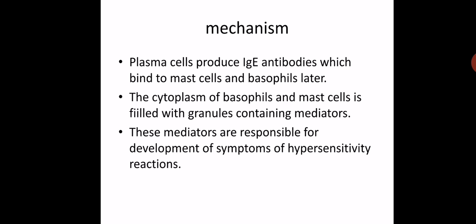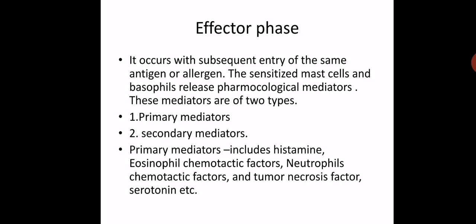So these are the certain factors or mediators which are released. Whenever these mediators are released, histamine-like or serotonin-like substances are responsible for bringing about the contraction of smooth muscle. Sometimes they bring about vasodilation. These types of effects are seen due to release of mediators. And after releasing these mediators, when they bring about their total effect, we observe the typical symptoms on the body. So later on we observe the effector phase.